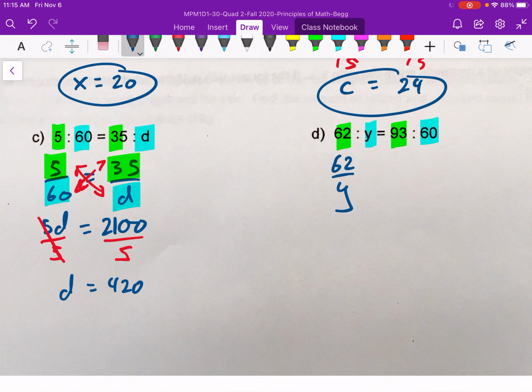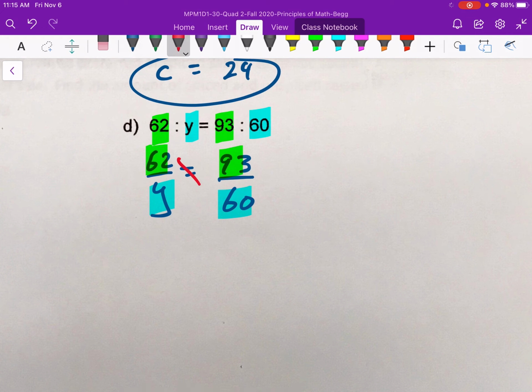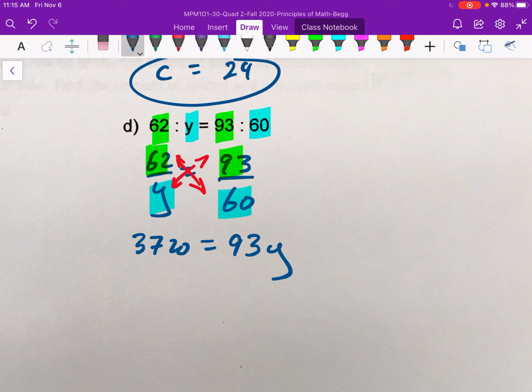And the last one, 62 over y equals 93 over 60. Again, it doesn't matter that my y is in the bottom. It's the second number, and second numbers are always in the denominator. It'll all come out when I cross multiply, and I've got, well, 62 times 60 is equal to 3,720, and 93 times y, and I always just do it the same way.